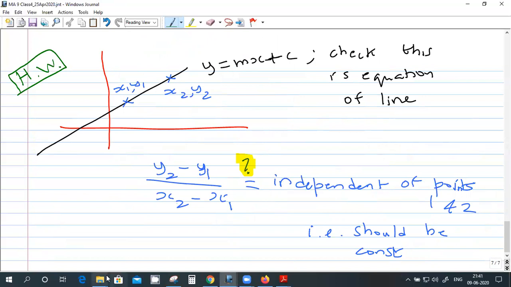Y2 minus y1 by x2 minus x1. So we have to show that this is independent of points 1 and 2, because if we take any 2 points, the slope should turn out to be the same. So what is y2 minus y1?